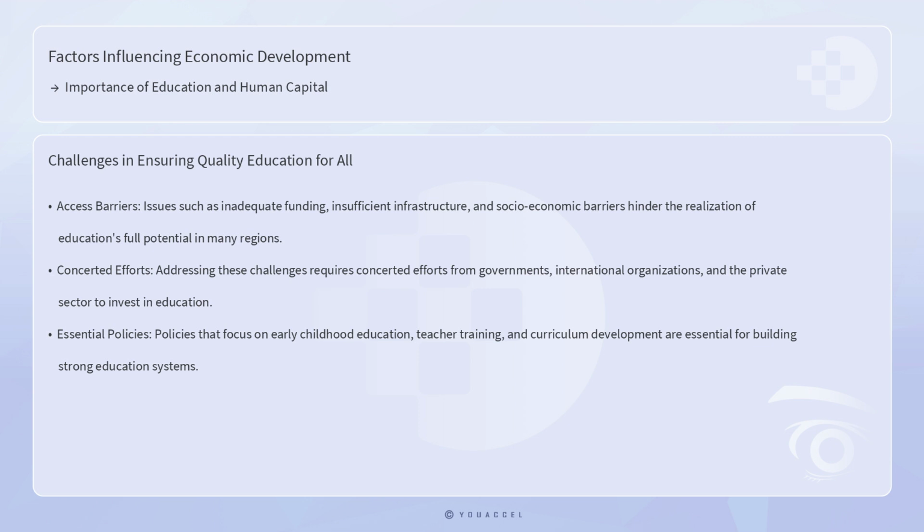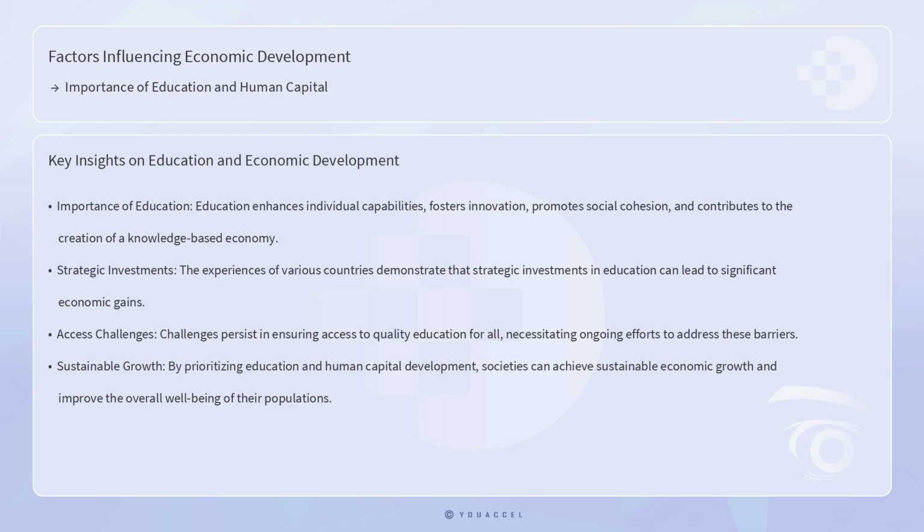Policies that focus on early childhood education, teacher training, and curriculum development are essential for building strong education systems that support human capital development. In conclusion, education and human capital are indispensable components of economic development. Education enhances individual capabilities, fosters innovation, promotes social cohesion, and contributes to the creation of a knowledge-based economy. The experiences of various countries demonstrate that strategic investments in education can lead to significant economic gains.